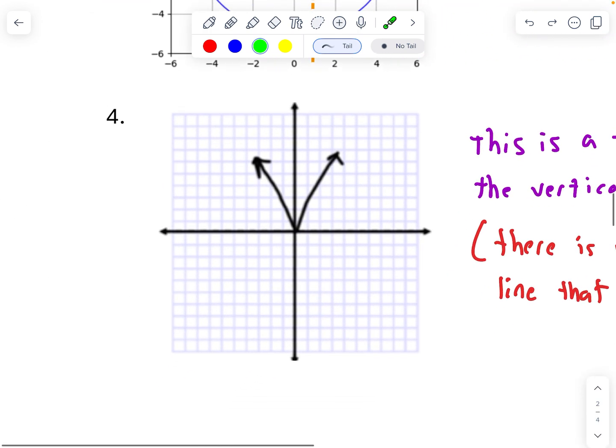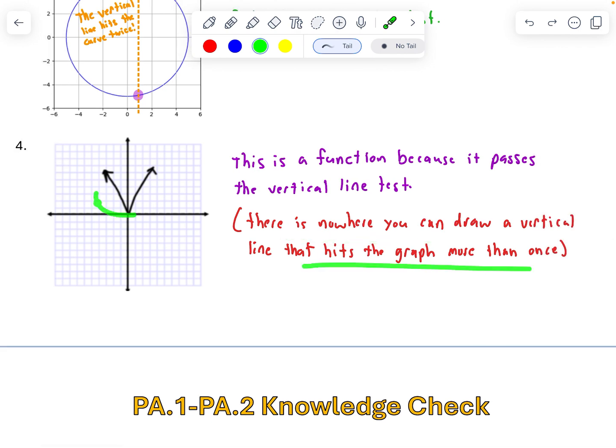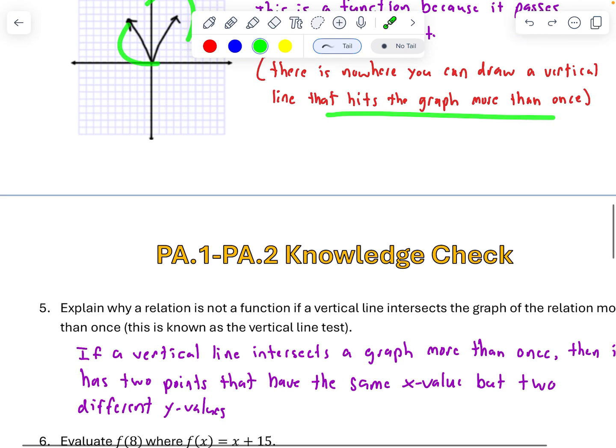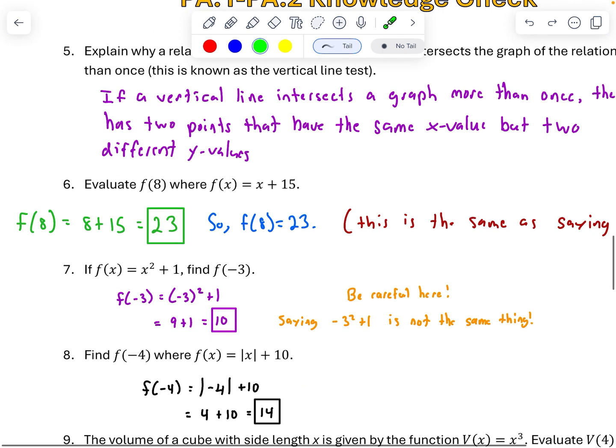And this one is a function because it passes the vertical line test, which means there's nowhere you can draw a vertical line that hits the graph more than once. It's just not possible. Okay, number 5 is just an explanation of what it means to pass the vertical line test, or to fail it. So you can read that.